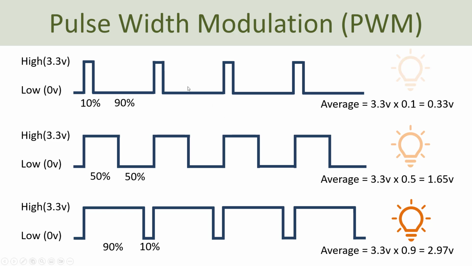So basically this is the basic principle of pulse width modulation. So let's see how we can use Python or MicroPython in order to control the brightness of a LED.